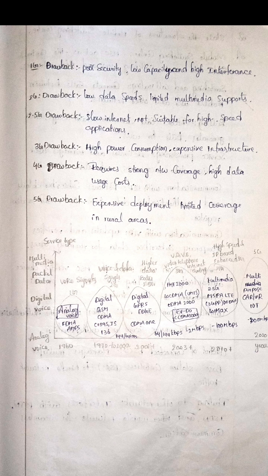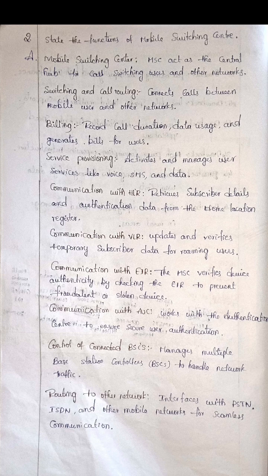Analog voice, FDMA in first generation; digital GSM, CDMA in second generation; 2.5G digital GPRS, EDGE, CDMA; third generation IMT-2000 CDMA 2000 techniques; 3.5G HSPA; fourth generation multimedia, LTE, long-term evolution; and fifth generation multimedia, IoT, Internet of Things. That's it. And next, state the functions of mobile switching center.